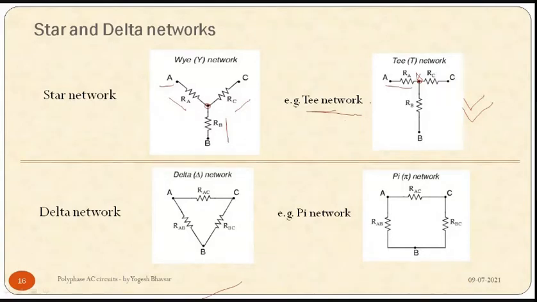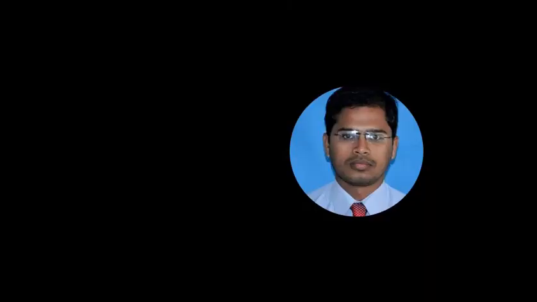In the second case, there is a delta network. Now how does a delta network form? As we know, the end point of the first resistance is connected to the start of the second, the end of the second to the start of the third, and the end of the third to the start of the first. So this forms a closed network, arranged like the Greek letter delta, so it is called the delta network. The example for this network is the pi network, which is also called a delta network.